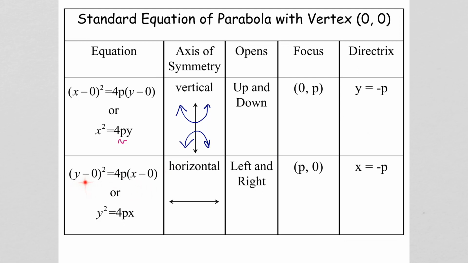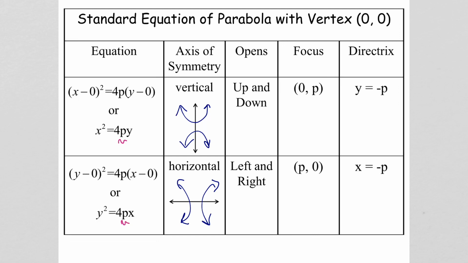And then let's just go down to the other equation. When your axis of symmetry is horizontal, that means your parabola is either facing to the left or to the right. And if your vertex is at 0, 0, if you plug a 0 in for h and a 0 in for k, well, that simplifies this formula to this, which is y squared equals 4px, which means that, again, the only thing you need to plug in is p.